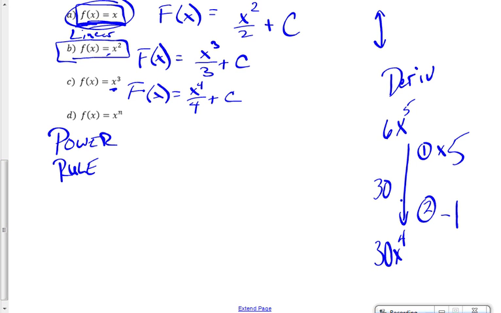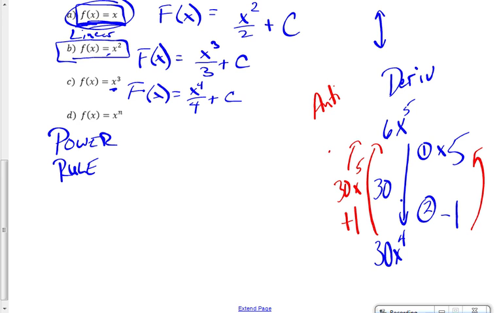Now, if we were to go the other way and do an antiderivative, if we start with 30x to the fourth and we need to get back to 6x to the fifth, the first thing you're going to do is undo this process in reverse order. So you're not going to do the division first. You're going to undo the subtraction first. So the first thing we're going to do is add 1 to the exponent. That gets us to 30x to the fifth. And then we're going to divide by that new exponent.